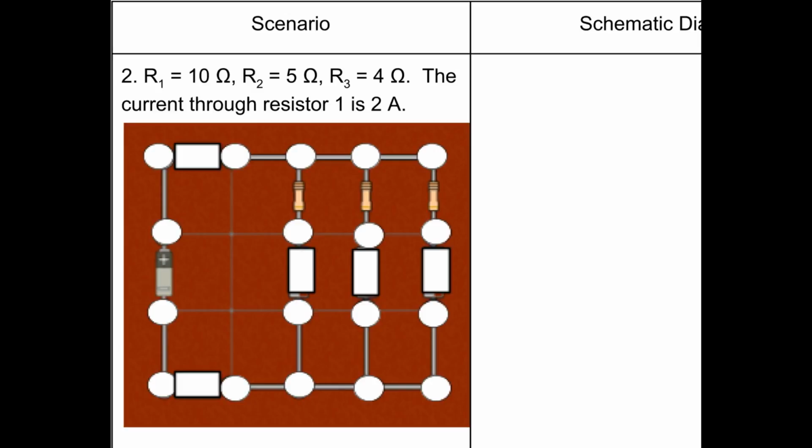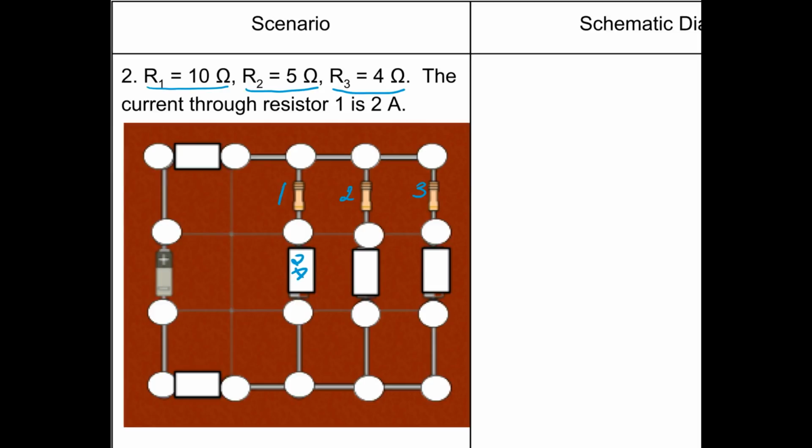All right, here we go for practice 2, number 2. So they give us a couple of givens. R1 is 10 ohms. That means that this is the resistance. R2 is 5 ohms. R3 is 4 ohms. And the current through resistor 1 is going to be 2A. So we know that this is 2A.